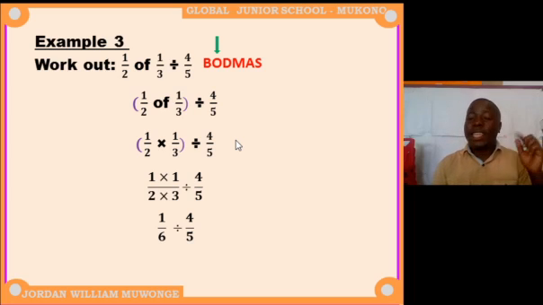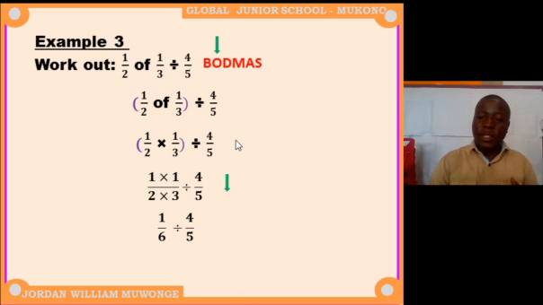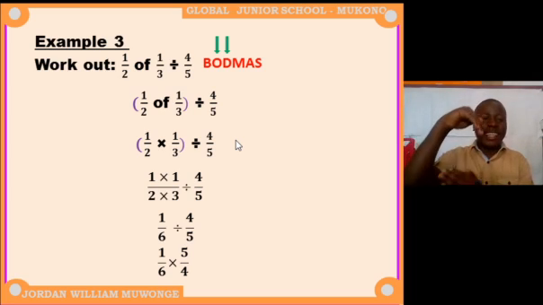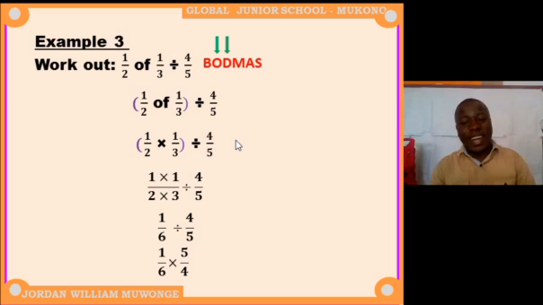Remember, we are supposed to apply reciprocal. But as reciprocal comes in, remember that the division sign changes to a multiplication sign. And then the last fraction changes upside down. That's why you're seeing the fraction which has been 4 out of 5 has changed to 5 out of 4. This is multiplicative inverse. Remember, multiplicative inverse is the same as reciprocal.